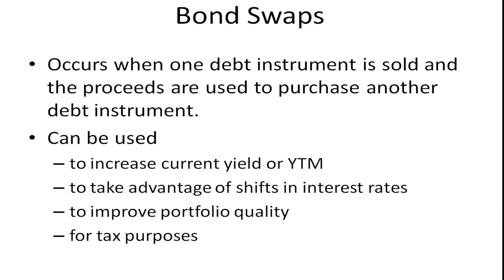Let's take a look at the concept of a bond swap. Now, bond swaps occur when one debt instrument is sold and the proceeds are used to purchase another debt instrument. That is, you're swapping one bond for another bond, hence the name bond swaps. And bond swaps can be used for a number of reasons.